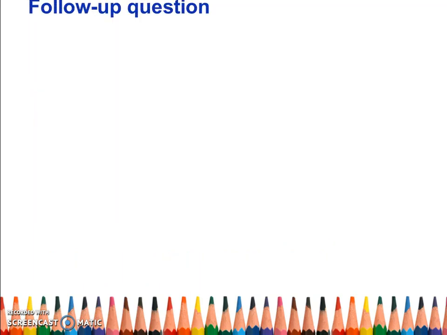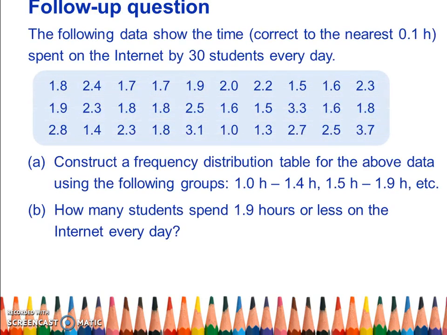So here is a follow-up question. How about this? There are altogether 30 students, and they spend time on the internet in this way. So we have to construct a frequency distribution table. Okay, and then we construct it into groups like this: 1.0 hour to 1.4 hours, and so on. Okay, then we have to look at how many students spent 1.9 hours or less.